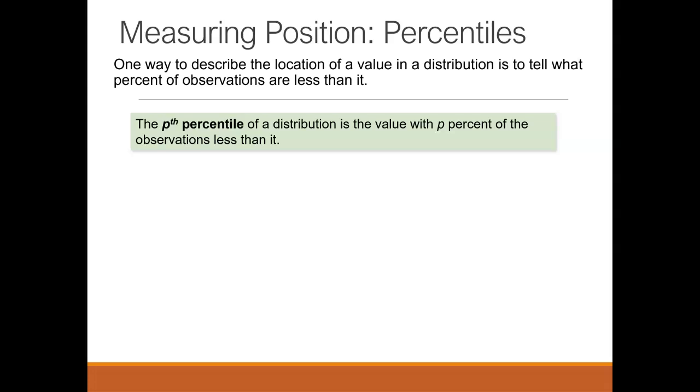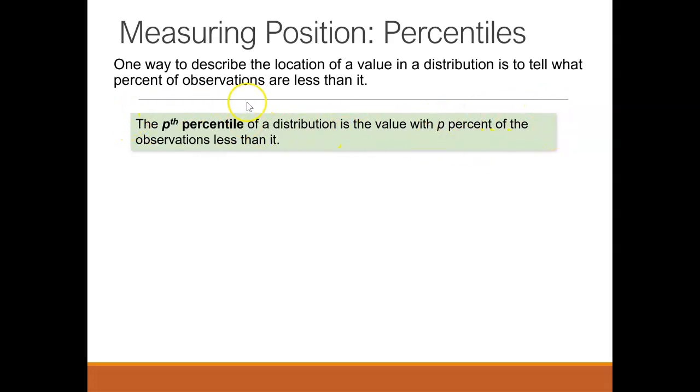All right. Another thing that we might be interested in doing with our distribution is talking about the percentile rank. This definition is super important because it's easy to screw up. The pth percentile of the distribution is the value with p% of the observations less than it.